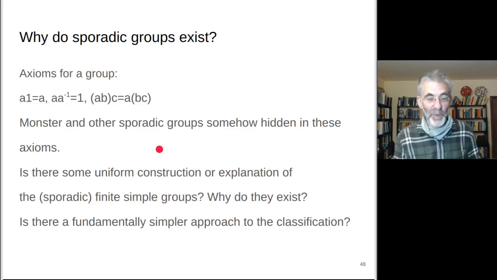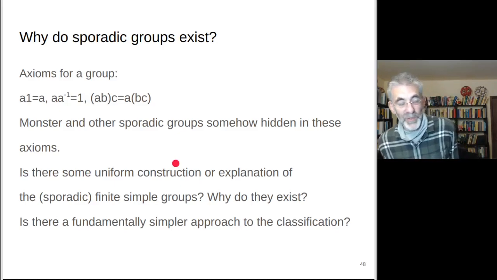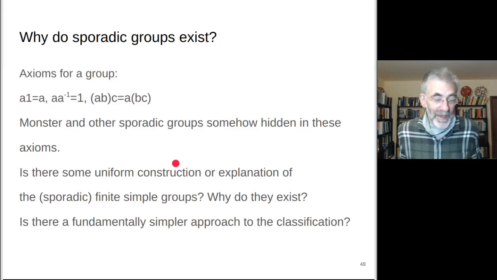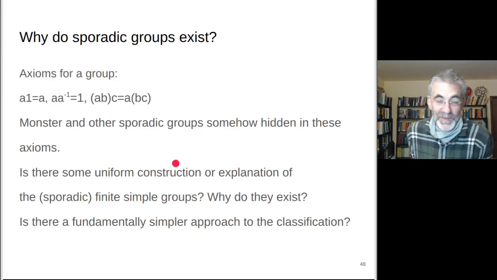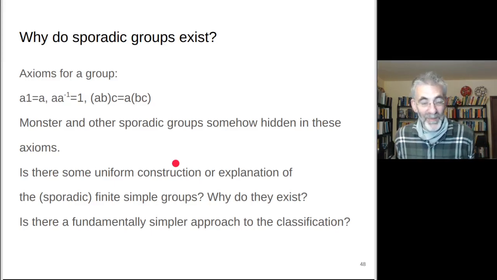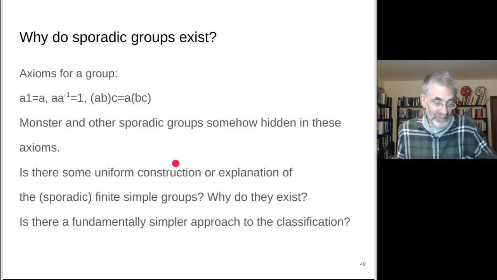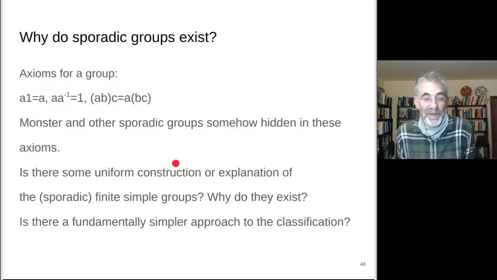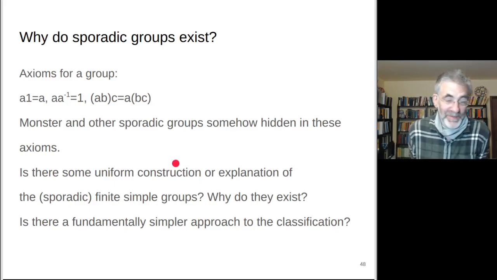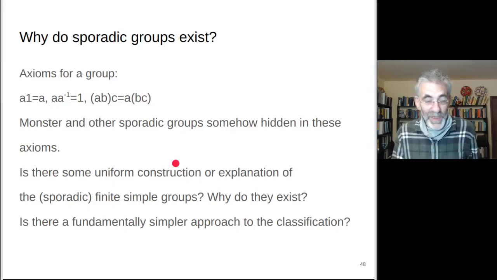So many people have wondered, is there some simpler or more uniform construction of all the finite simple groups, or is there some much simpler explanation of the classification of finite simple groups? I mean, could we reduce the 20,000 pages of the classification to, you know, 50 or 100 pages that humans might actually be able to understand? You know, maybe not. People have been trying to simplify the classification for several decades, and they've made some smallish improvements. I mean, you can maybe reduce it from 20,000 pages to 10,000 pages or something, but maybe it really just is that complicated.